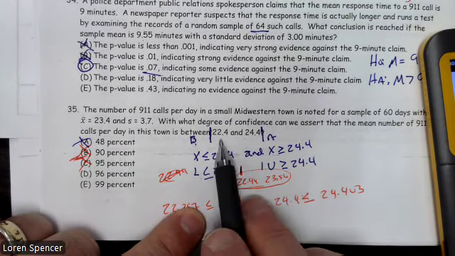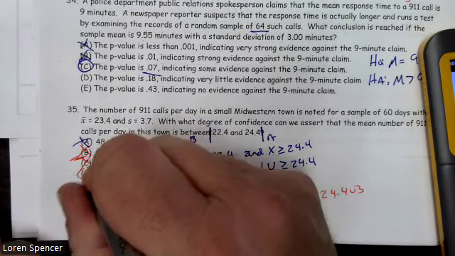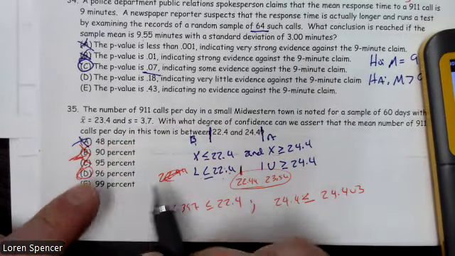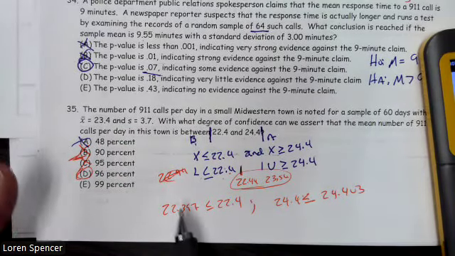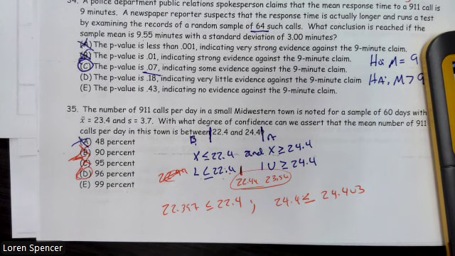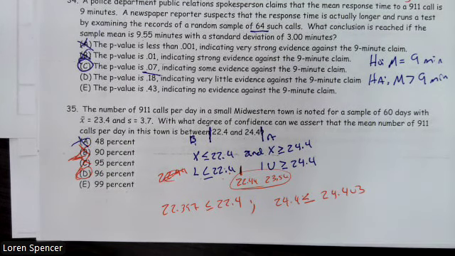All right, so we have to contain those values. So our best answer choice is D. 99 will contain it, but it's going to be too big. We want the smallest one that's just large enough. Okay, so it's a 96 percent confidence interval.